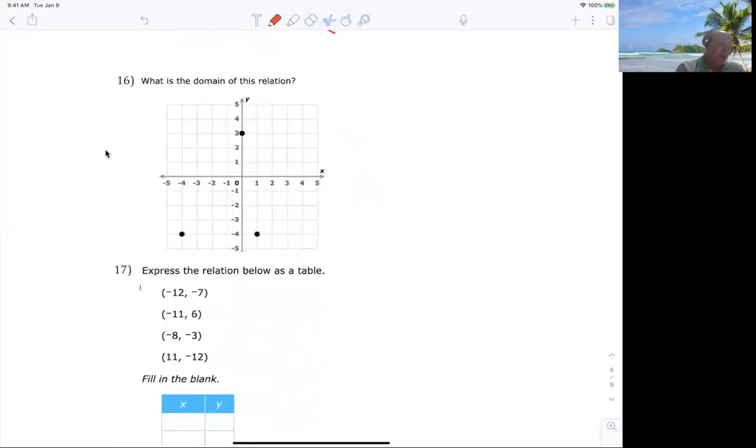Okay, number 16, again, what is the domain? To find the domain, you're just looking at the x coordinate that corresponds to each of those points. So in this case, the domain is -4, 0, and 1. Only the x values. Because this is the x-axis, those are the numbers that correspond to those points.